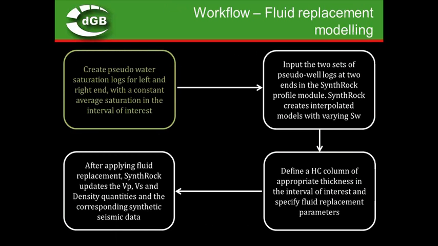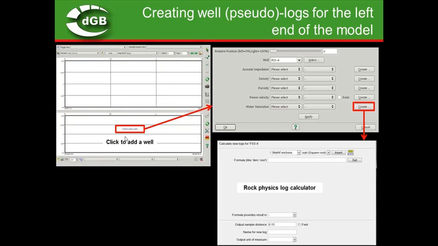So the first step of this workflow is to create a pseudo-water saturation log for both left and right ends. To do that, you again click in the bottom part of your main profile window, which will lead you to this little window, wherein in front of water saturation you can press on create, which will further take you to the rock physics log calculator window, where you can create your scaled water saturation log.